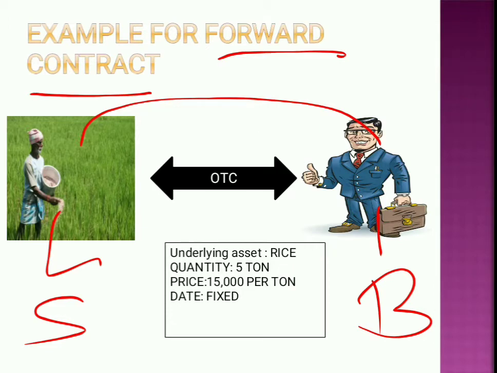What kind of things, commodities you are going to sell, what is the quantity you are going to sell, what price and at what date, everything has been predetermined. Predetermined का मतलब होता है कि इसे पहले से ही तय किया गया होता है.